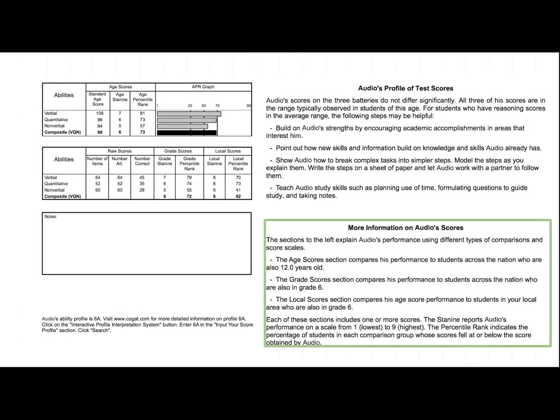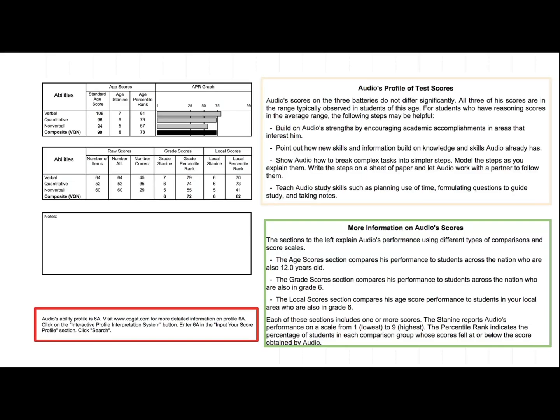There is other helpful information on the report. The More Information section summarizes the norm information we just discussed. The last sections address the child's ability profile. This is where we go from scores and norms to how we can use the information gained from the test to maximize student learning. An ability profile is created for each student, which can be found in the lower left-hand corner of the report. The profile of test scores summarizes ways to help the student learn. A more detailed explanation can be found on the CogAT website by following the directions in the bottom corner.